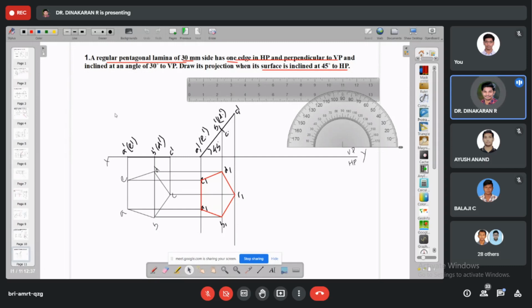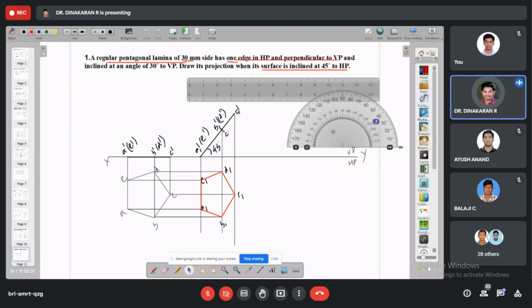If the edge is resting on VP, the surface will be inclined to VP, they will give. So the third step will come as inclined to VP. But in this case, the edge is resting on HP. Okay, then the surface inclination we need to take as the third step. Okay, sir. Yes, understood.